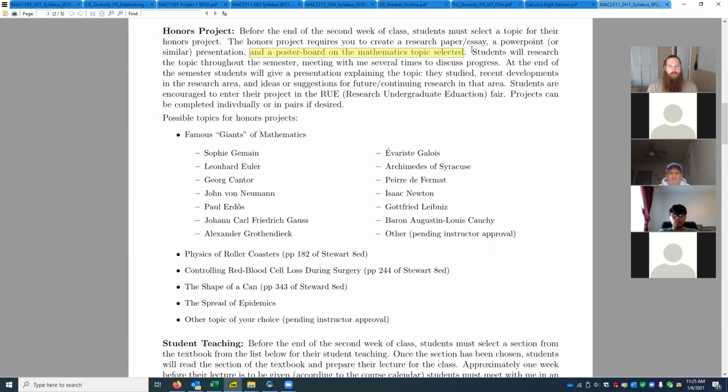You're going to be working on this throughout the whole semester, and I'm going to require you guys to meet with me at least 3 times through the term to discuss progress. So by the end of next week, you got to tell me what your topic is. The things you're going to be working on are a paper, a PowerPoint, and a poster board. And you need to meet with me at least 3 times, and I'll set up a schedule for those meetings before the end of next week.